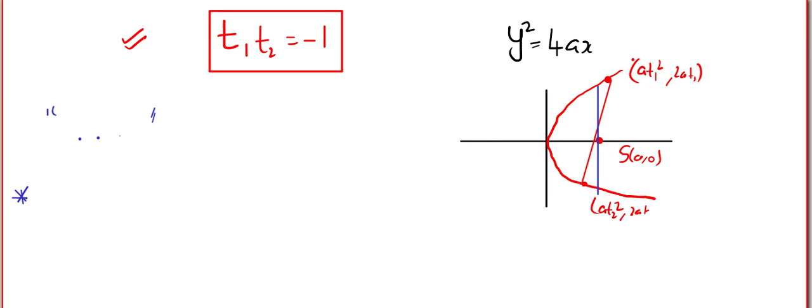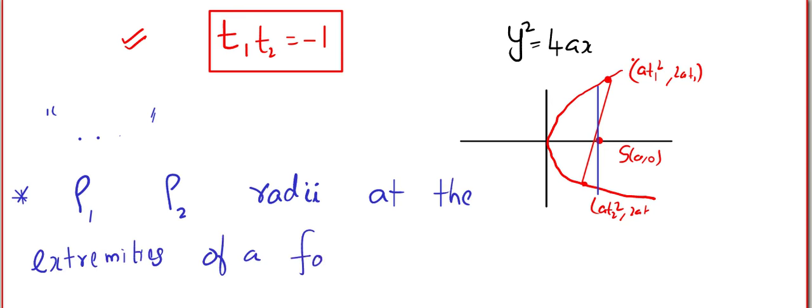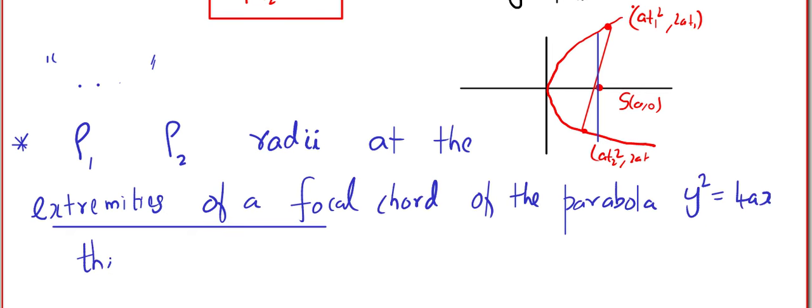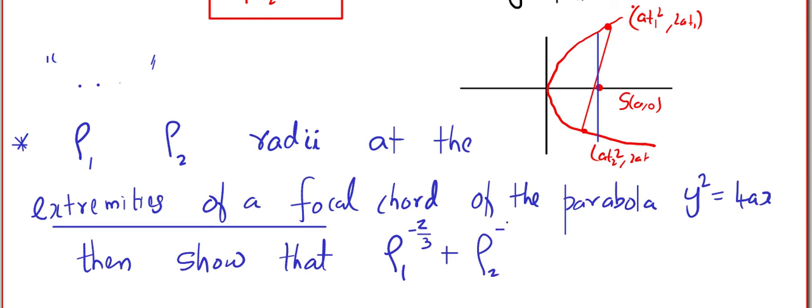So please write the question. If rho 1 and rho 2 are the radii, this is plural, of curvature at the extremities of a focal chord. See, they have mentioned extremities of a focal chord. They never mentioned extremities of the shortest focal chord, or of the focal chord perpendicular to the axis. So you should not take the latus rectum of the parabola y squared equal to 4ax. Then show that rho 1 to the power minus 2 by 3 plus rho 2 to the power minus 2 by 3 is equal to (2a) to the power minus 2 by 3.